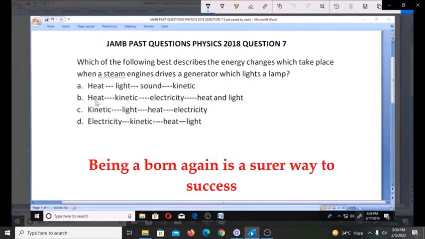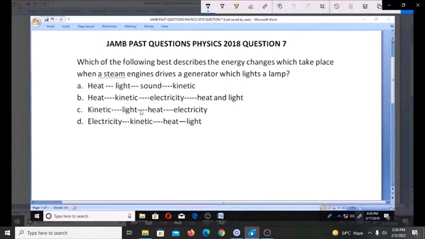B. Heat to kinetic to electricity to heat and light. C. Kinetic to light to heat to electricity. D. Electricity to kinetic to heat to light. So what is the answer to this problem?